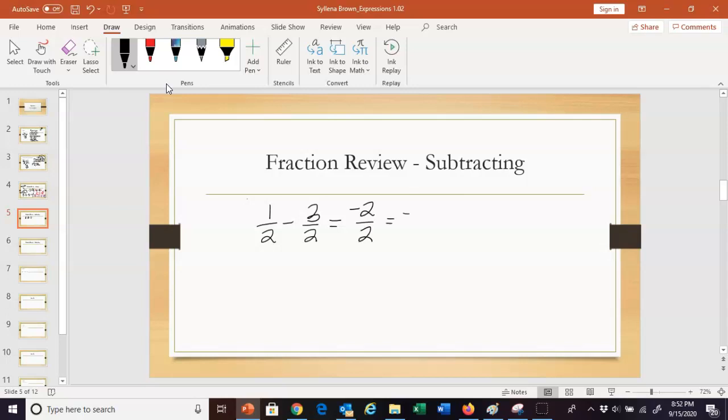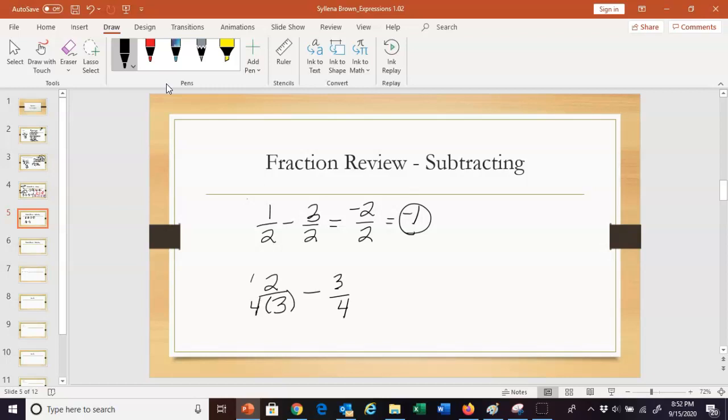Of course, you can write that as negative 1, right? Because 2 divided by 2 is 1. Now again, if they're different, we have to find that common denominator. Now it's hard to make up numbers. There we go. Okay, so we're going to just multiply this one by whatever is over here.